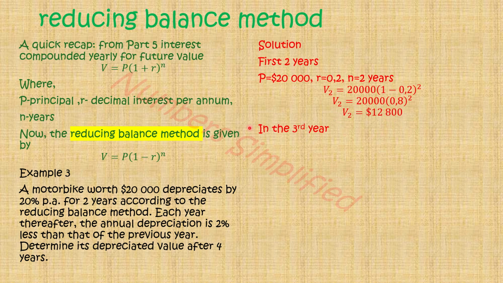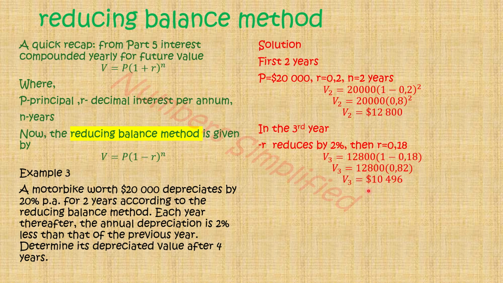In the third year, we know that the interest rate R is reduced by 2%, implying that for the third year, the interest rate is 0.18 or 18%. The 0.18 is the decimal value of the interest rate. So now, V3 becomes 12,800 times 1 minus 0.18. And of course, simplifying that one further, we would have that. And the V becomes $10,496.